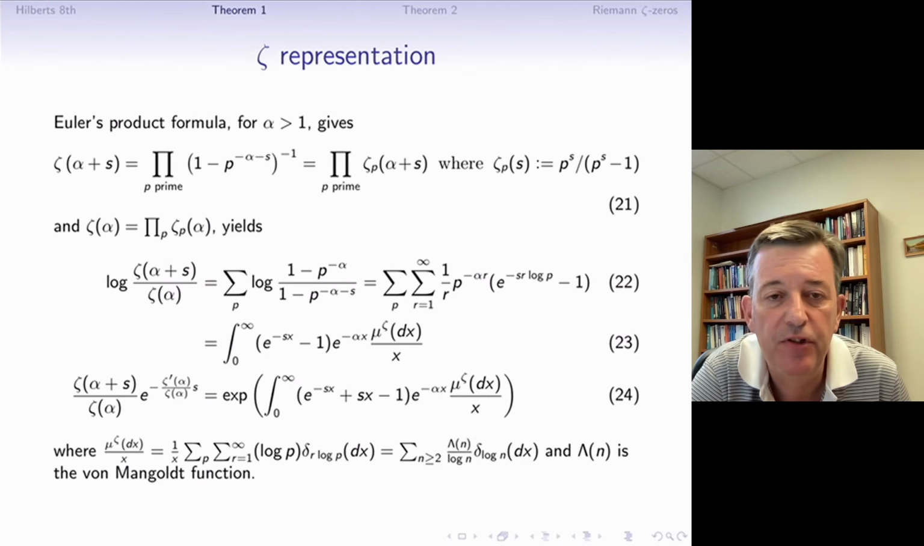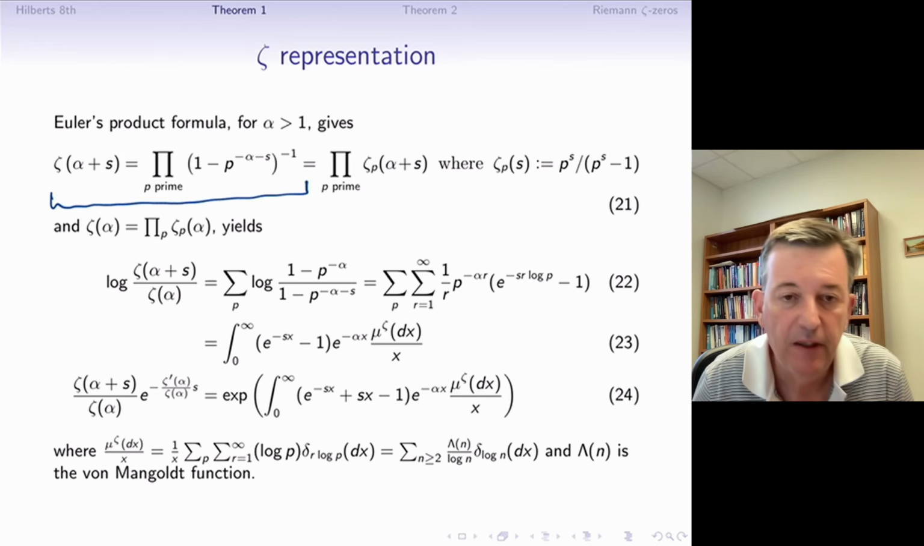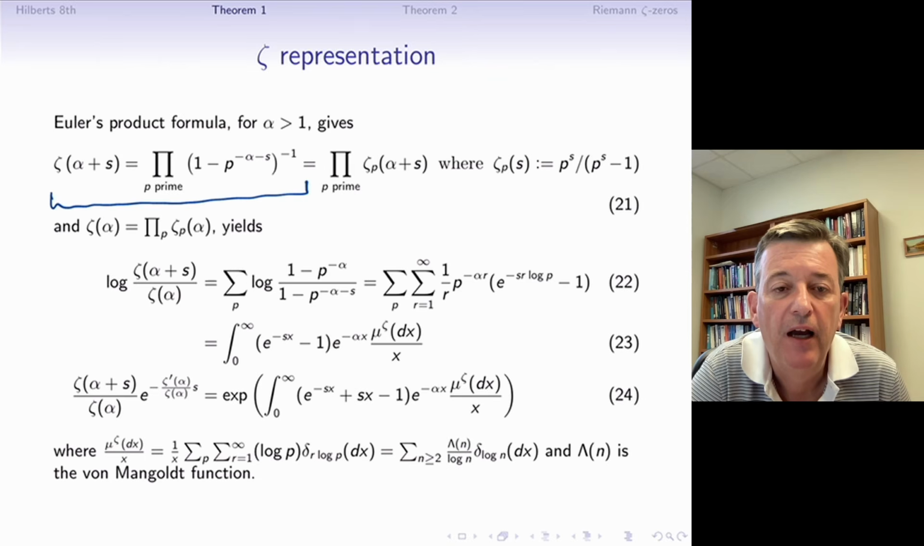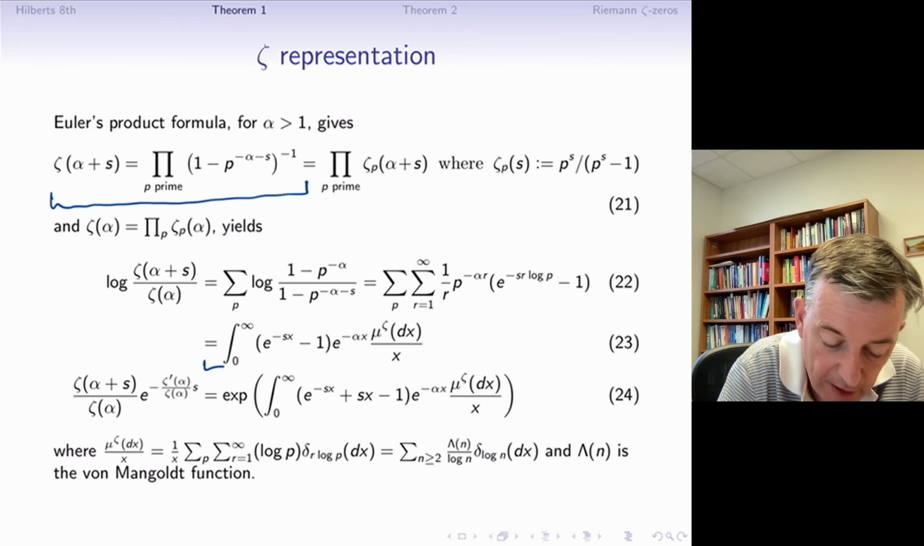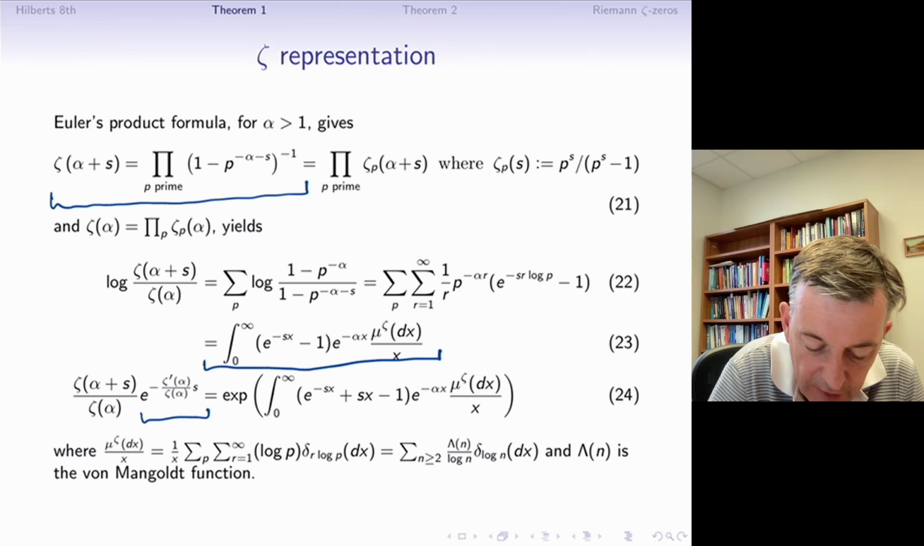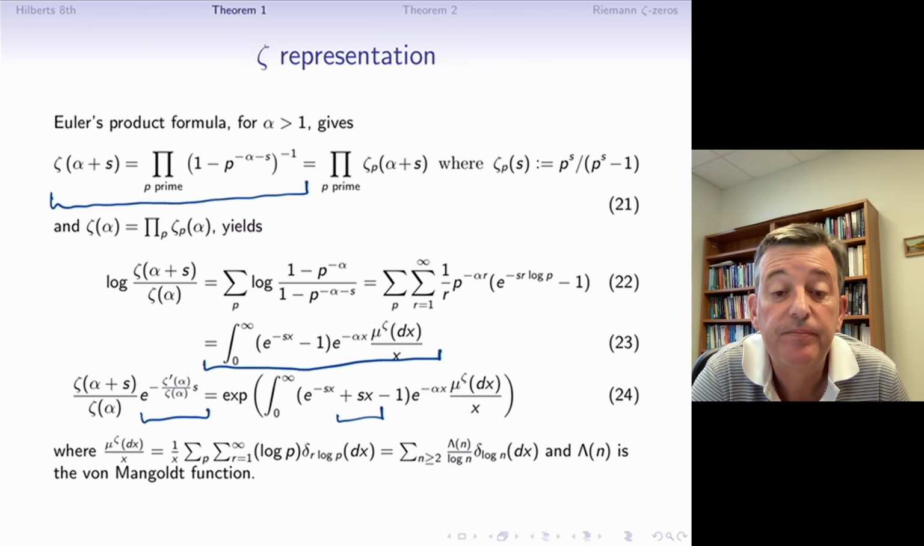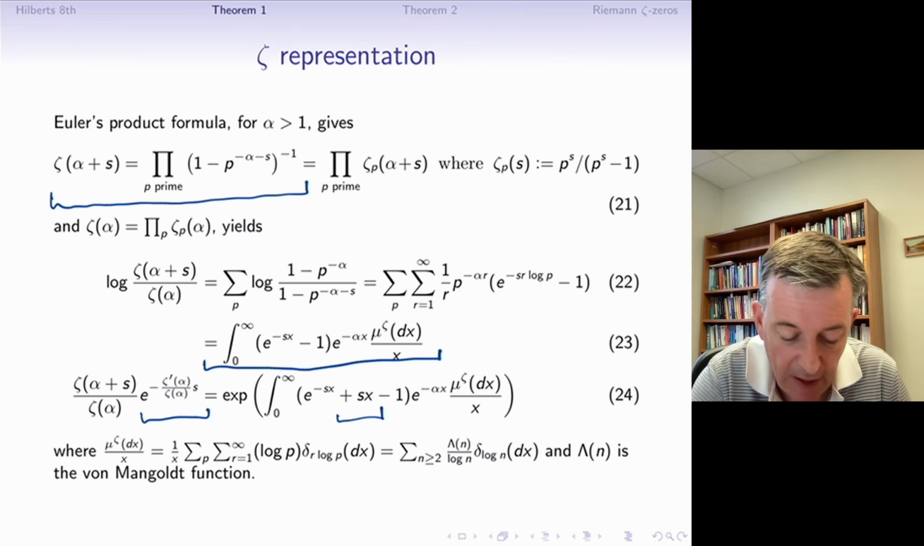Again, why are we in this case just taking alpha bigger than 1? It's so we can just directly use the classic Euler product formula. So we use the Euler product formula, product over primes, and then it's just a question of writing this in Levy form. Okay, so 22 is just by definition of the zeta function of alpha plus s over zeta of alpha, and again notice that we're writing that in Levy form. If we add the exponential discount normalizing factor, essentially we're adding a linear term inside our Levy measure. And again, we can be explicit about the Levy measure.